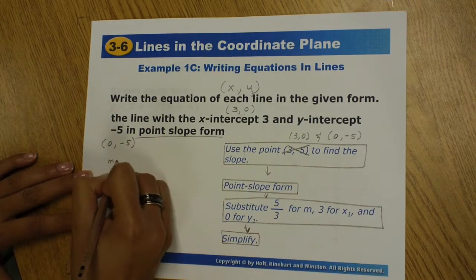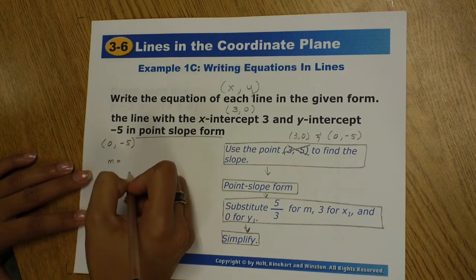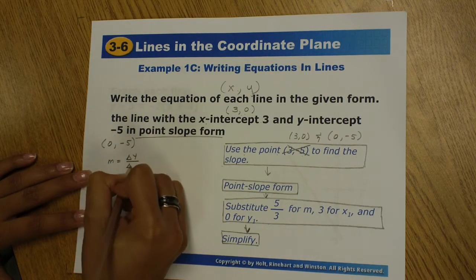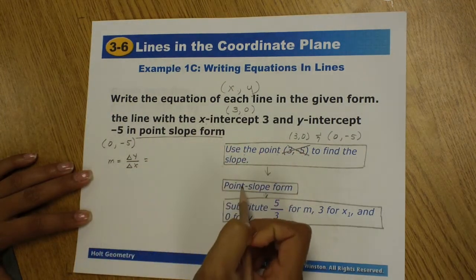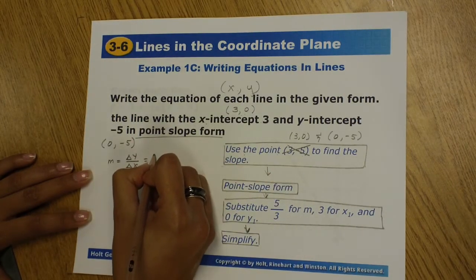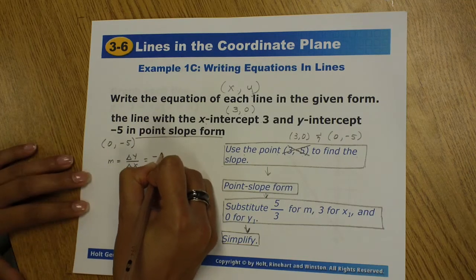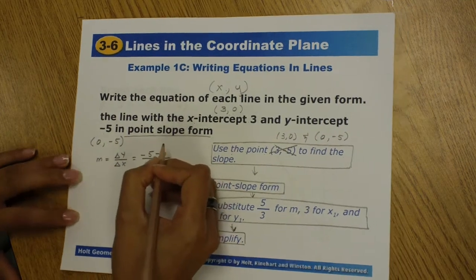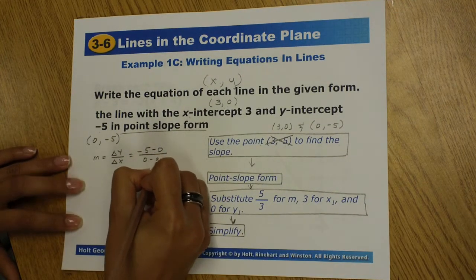You guys learned the slope formula, I don't remember, a section before this, where you found the change in y over the change in x, so delta y over delta x. And you can do this in either direction as long as you're staying consistent. So on the top, I'm going to have a negative 5 minus 0, and on the bottom, I'm going to have a 0 minus 3.